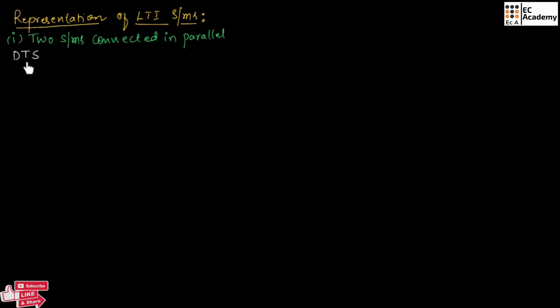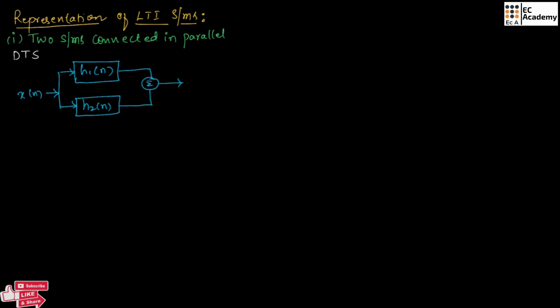Let us consider the discrete time system which are connected in parallel. Let us take h1 of n, which is connected in parallel with h2 of n. So, input for these two systems are x of n and output will be summation of these two values. So, that can be given as y of n. Here it can be plus or minus and here again plus or minus.